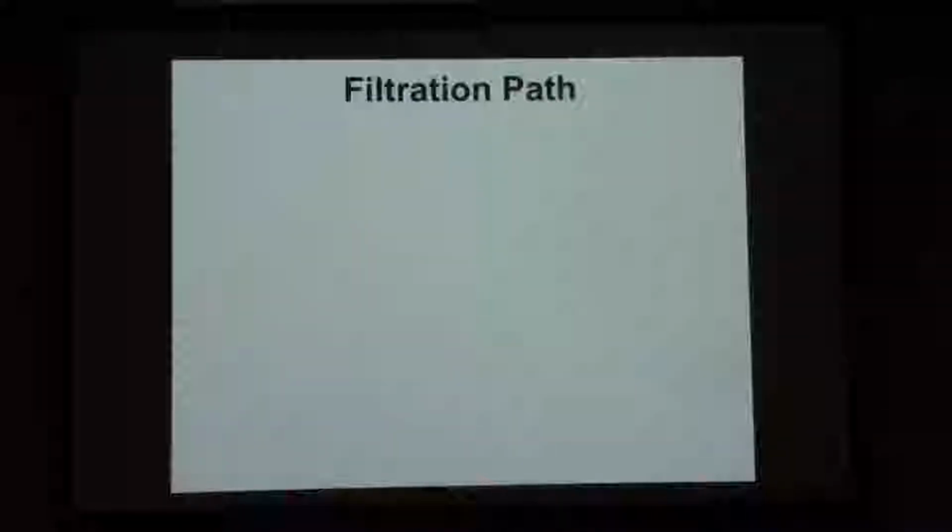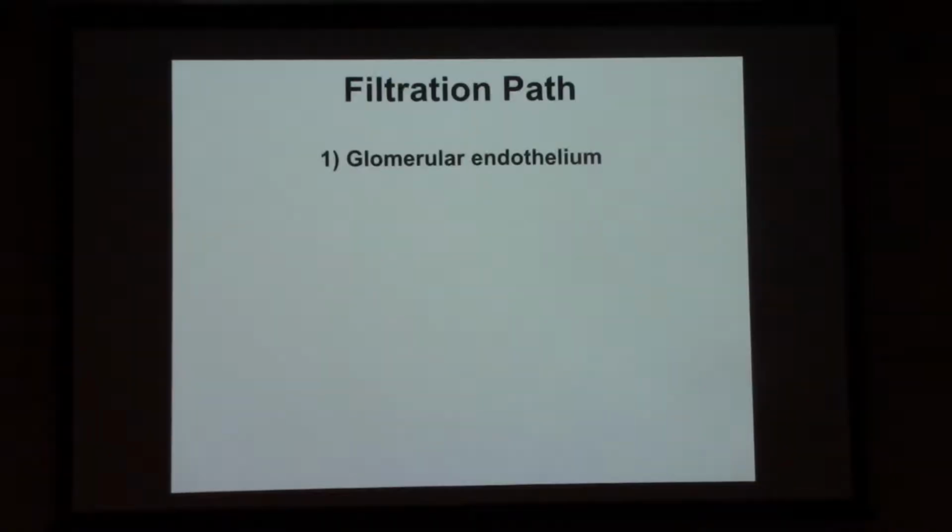All right, let's take a closer look at the path of filtration. If you were to follow, say, a water molecule, what is it actually going through to get through that renal corpuscle? Well, it first has to pass the glomerular endothelium. The glomerulus, remember, is a ball of capillaries, and a capillary is made up of a single layer of really flat cells. That's what this glomerular endothelium is. So it has to go across those thin cells.